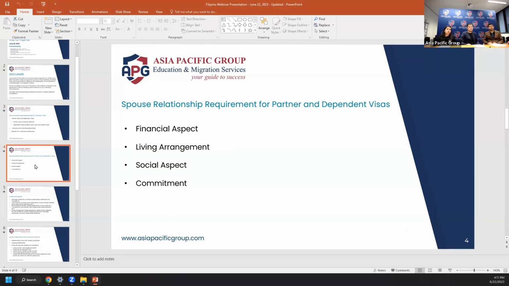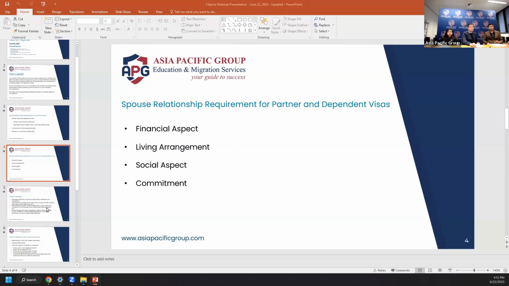It basically means in the financial aspect, your living expenses, how you manage your money, what's your future assets, career. Living arrangements, how you're living your daily life, living together and visiting together, spending time together. Social aspect is how you explore your friend circle, relative circle, and are you being acknowledged as a relationship in your society. Commitment, what's your long-term commitment toward each other? Are you helping each other in your daily life, in your problem solving, these kind of things. So these are the general wording.